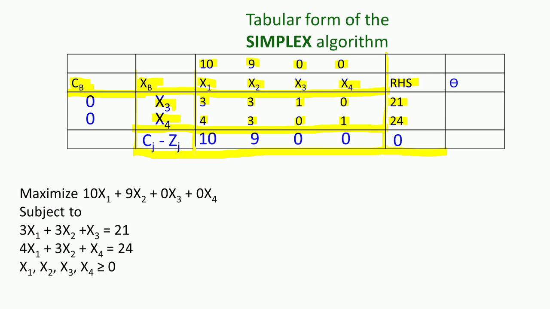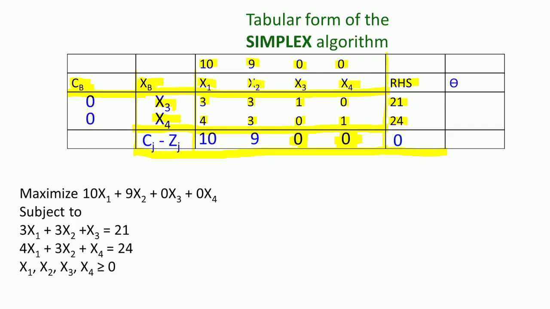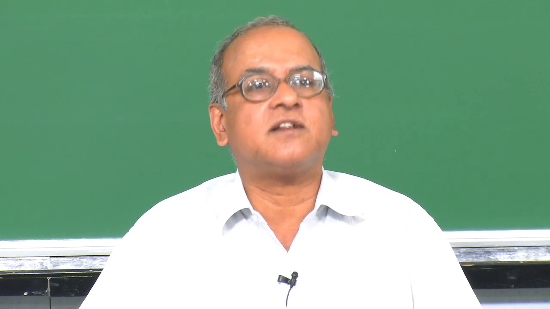Now, find the non-basic variable with the largest Cj minus Zj. The two basic variables are x3 and x4, their Cj minus Zj are 0. The basic variables will always have Cj minus Zj equal to 0. The non-basic variables will have non-zero values. Now, there are two non-basic variables x1 and x2 which are not in the solution, they are at 0. So, their Cj minus Zj are 10 and 9. Find the non-basic variable with the most positive Cj minus Zj.